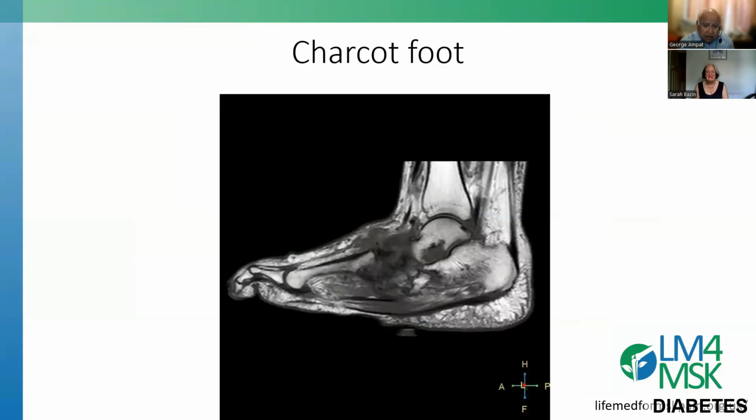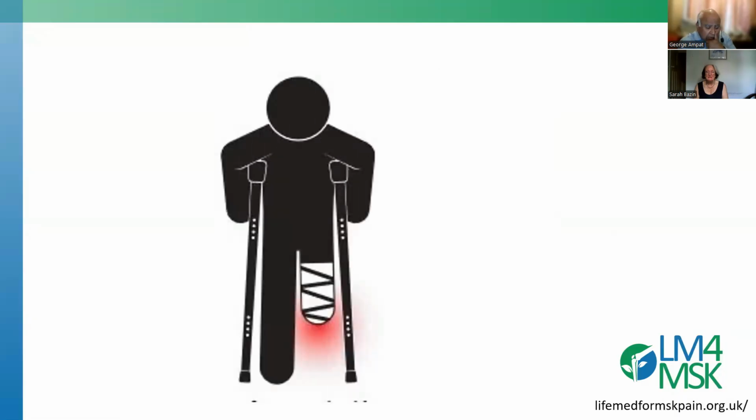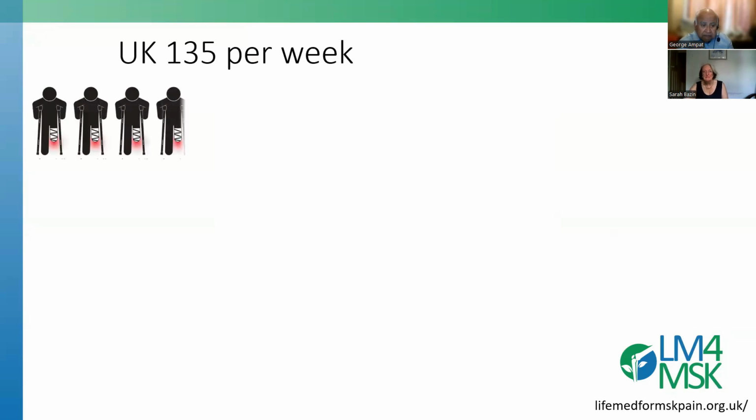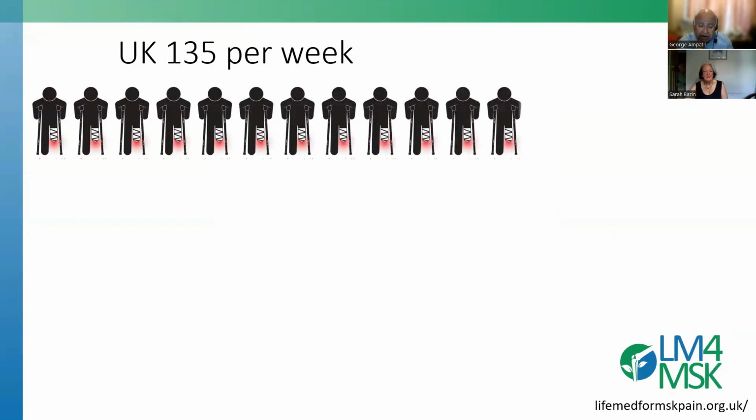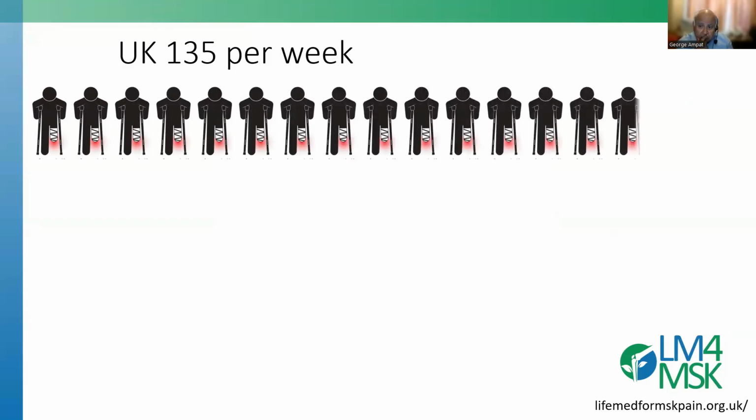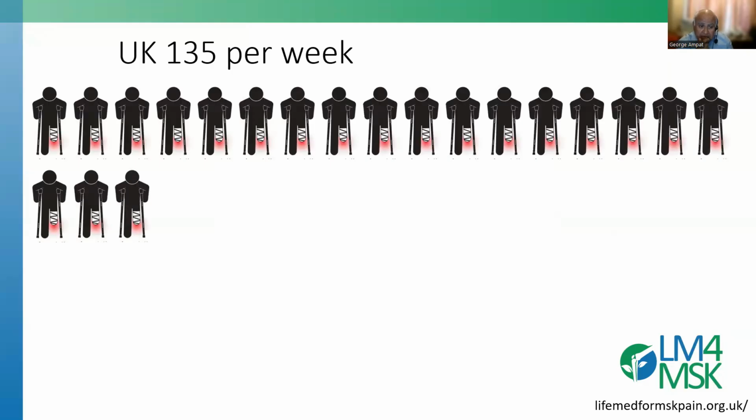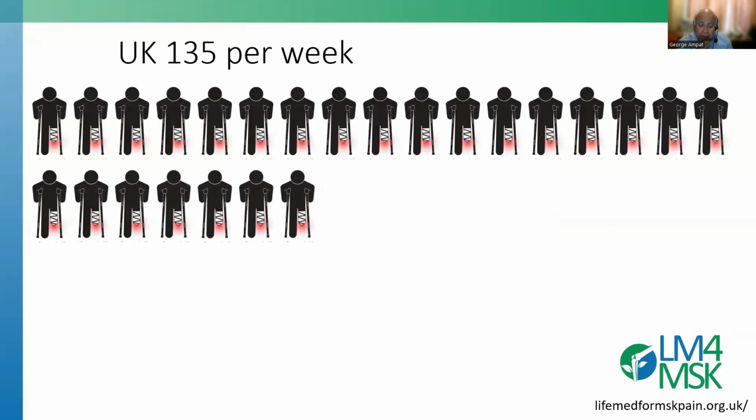You can see on the MRI scan, destruction of the bone. The talus is more vertical. Some of the bone has been eaten away by this infection. Now we are having a lot of amputations. In the UK itself, 135 amputations are occurring per week. Totally 137 legs are going off. And what we know is the majority of them are preventable.